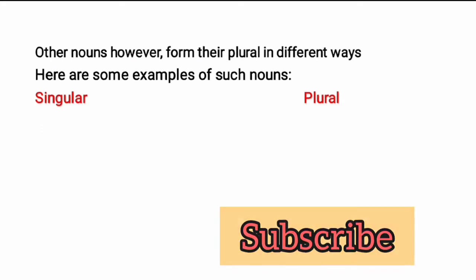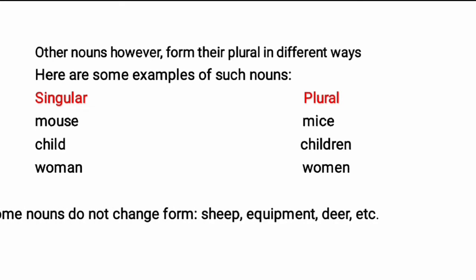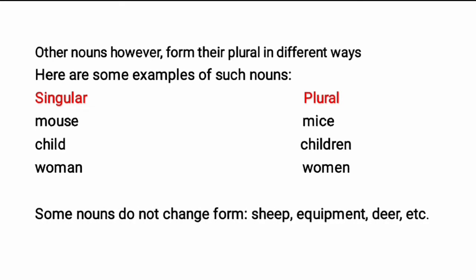Here are some examples of such nouns. So we have mouse, mice. The singular form is mouse, the plural form is mice. Child, children. Woman, women. Some nouns do not change form. These include sheep, equipment, deer. This simply means that the singular form is the same as the plural form.